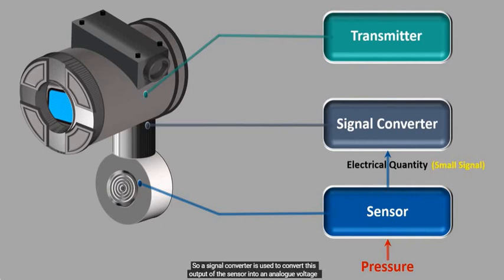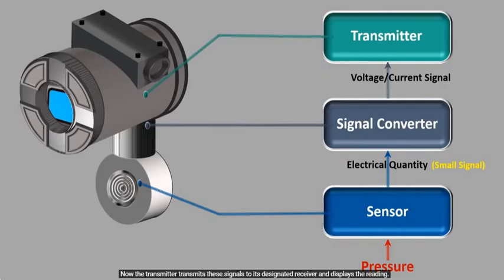So a signal converter is used to convert this output of the sensor into an analog voltage of 1 to 5 volt or current signal of 4 to 20 milliamperes that are easily transmittable. Now the transmitter transmits these signals to its designated receiver and displays the reading.